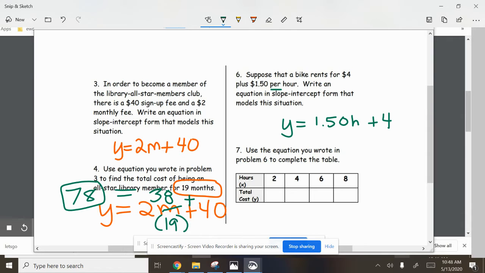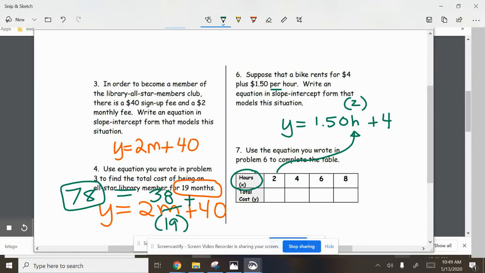I put $1.50 per hour plus $4. Okay. Suppose the equation, or it says use the equation you wrote in problem 6 to complete the table. And what is all of this? Hours. Where am I going to put the 2? Right there. I put 2 here.